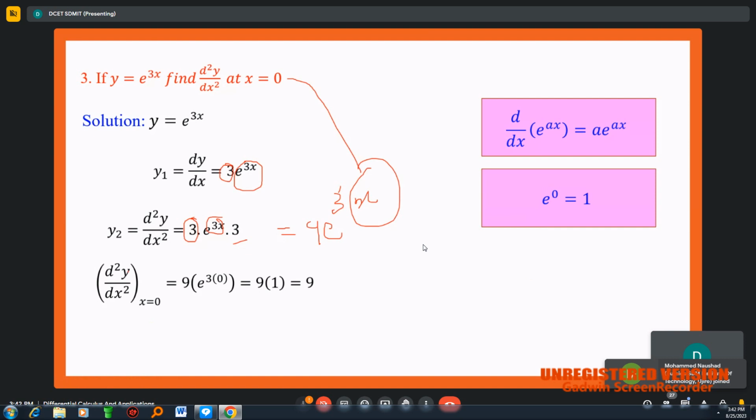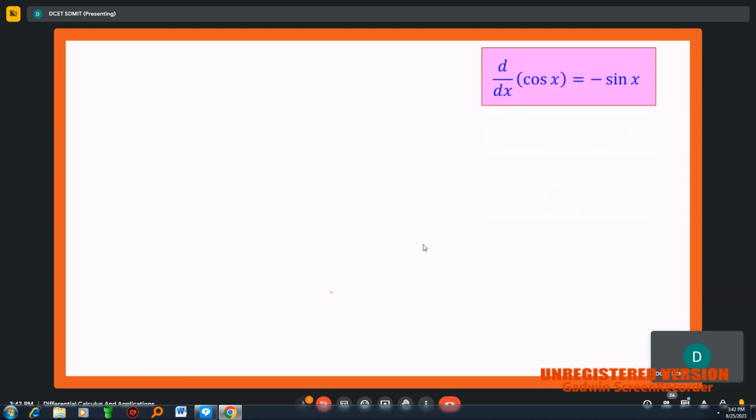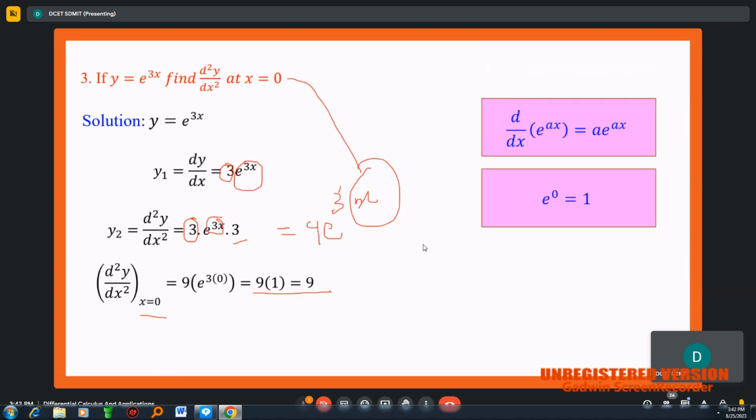That is d square y by dx square at the point x is equal to 0, which is equal to 9 into e to the power of 3 into 0, which is equal to what? 9 into 1, which is equal to 9. Okay, clear this one? Yes, followed all of you?